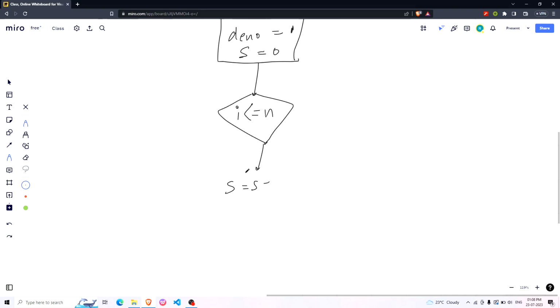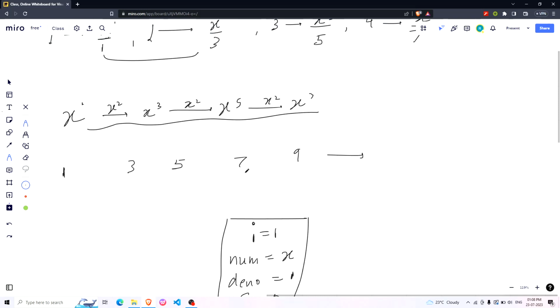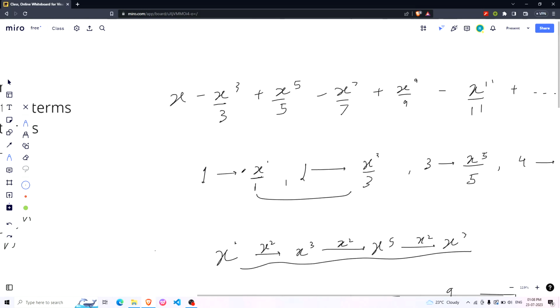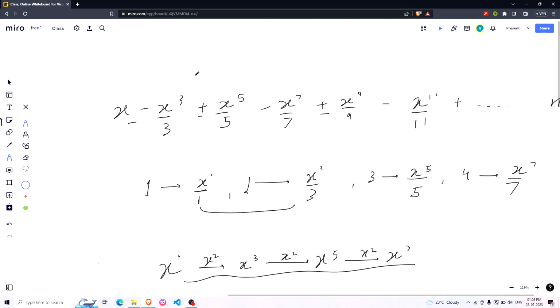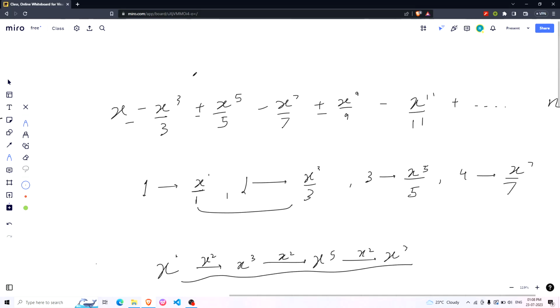Before that, there's one more thing, that it's not getting added every time. It is getting added alternatively, and it is also getting subtracted alternatively. So we also need to take that into consideration. So there is another pattern between getting added and getting subtracted, which is that if the term number is odd, it is getting added, and if the term number is even, this is second term, 2 is even, so that's why it is getting subtracted. And again there is odd term, so it is getting added. Again there is even term, so this is getting subtracted.